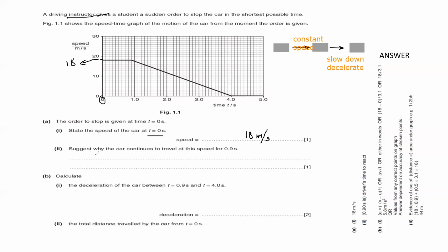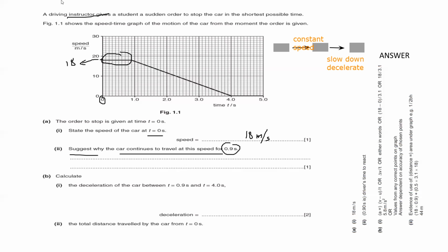Then, suggest why the car continues to travel at this speed for 0.9 second. So why does the car continue to move with a constant speed even though the instructor gave the order to stop the car, but the student did not stop the car instantly? First it will move for a short time, 0.9 second, at constant speed, and then it starts to slow down. So what is the reason why the student was not able to stop the car instantly?